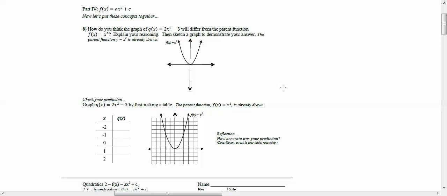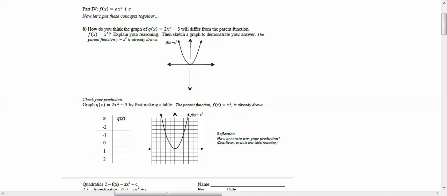Investigation Part 4. Let's put these two concepts of the A and the C together. We already talked about how the A stretches or compresses the vertical components of the parabola. It also flips it upside down if it's negative. And the C pushes the parabola up or pulls it down.